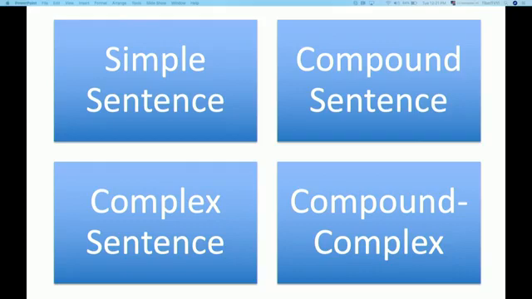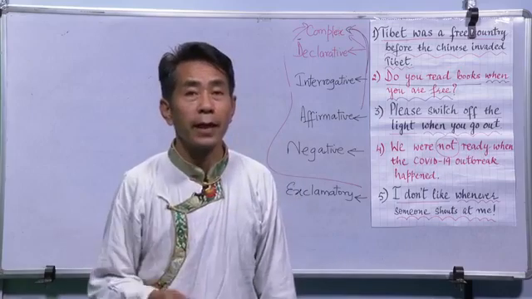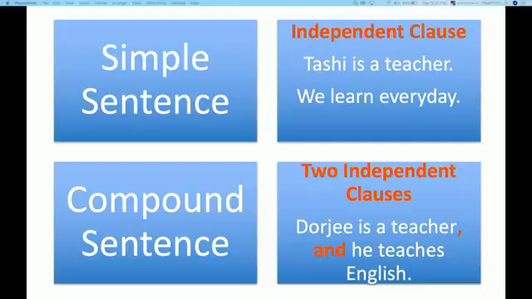Before I start the compound complex sentence, let us once again do the recapitulation. I want you to look at the slides. Simple sentence. What is a simple sentence? A simple sentence has one independent clause. By now, you are familiar with the words like independent clause and dependent clause. In a simple sentence, you will find one independent clause. For example, Tashi is a teacher.